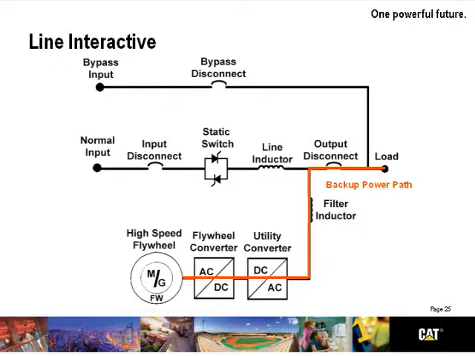In this case, the flywheel assumes the full load, passing our voltage from AC to DC through the first converter, from DC to AC through the second converter, and out to the load. While this is occurring, our gensets are firing and coming up to rated speed and voltage, at which time this UPS will walk in the genset to assume the full load presented to the UPS.